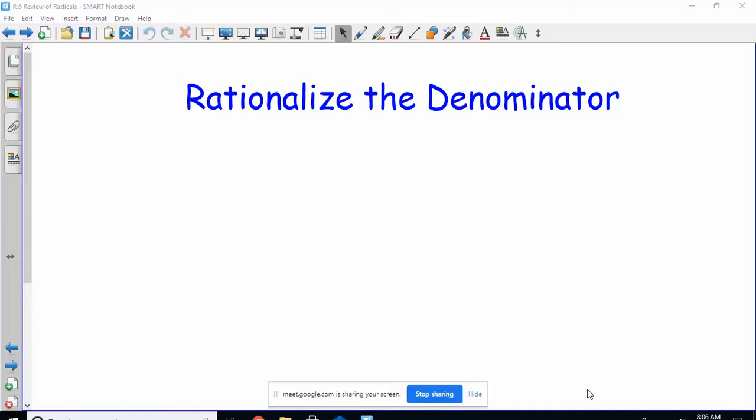What I'm referring to is that if you have a fraction with a radical on the bottom, you can't leave it there for your final answer. So final answers, all radicals have to move up to the top.